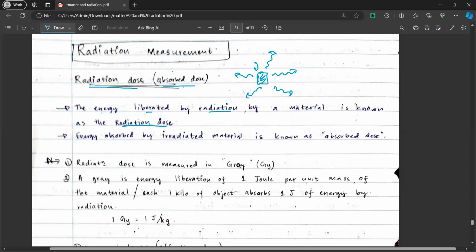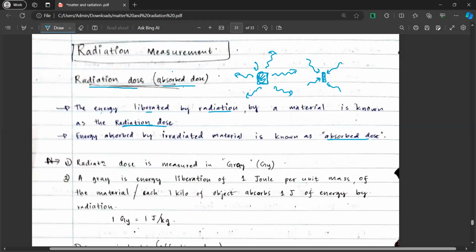Okay. And there might be some material which will get irradiated. Irradiated means it is receiving the radiation or it is absorbing the radiation energy. So that type of radiation we call the absorbed dose. So if an object releases the energy, it's radiation dose, and if it absorbs energy, it's absorbed dose.